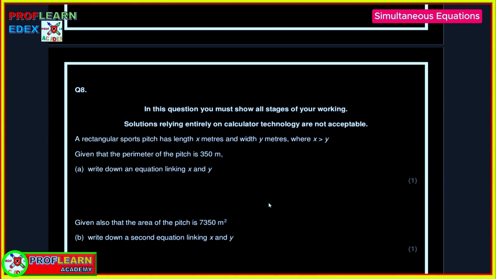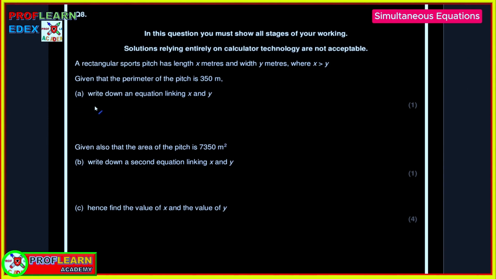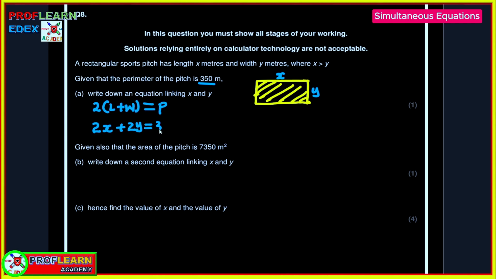So we know that the formula for the perimeter of a rectangle is 2 times length plus width. Then we can substitute the length and width in terms of x and y. We can then divide all through by 2. That gives us a simplified expression for the equation that was expected, and this is equivalent to 175.